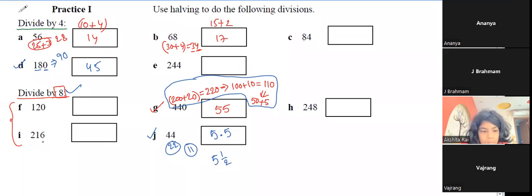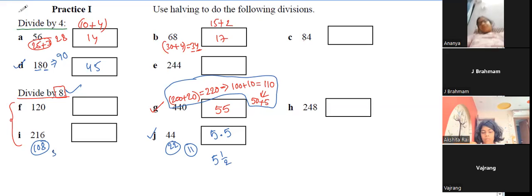Sir, so 200 half is 100. 16 half is 8. So 108. Okay. One time half is over. Then 100 half is 50 and 8 half is 4, 54. 2 times half is over. Next. 50 half is 25. 4 half is 2. 27 is the answer. Correct.